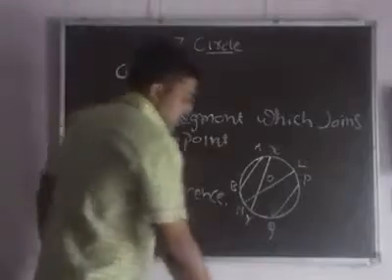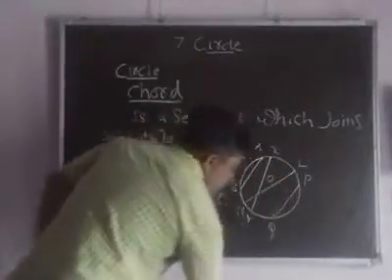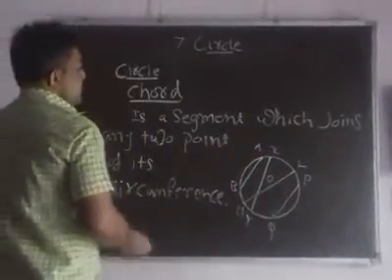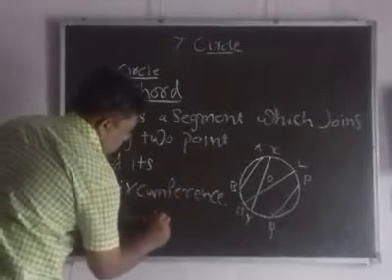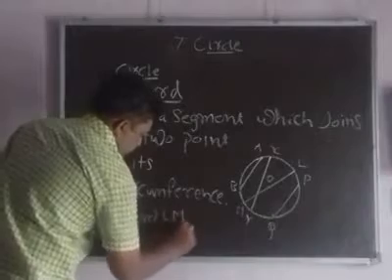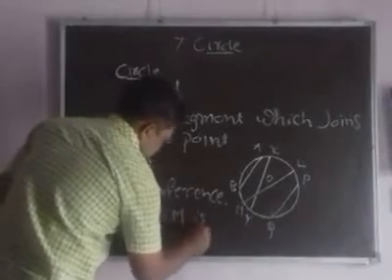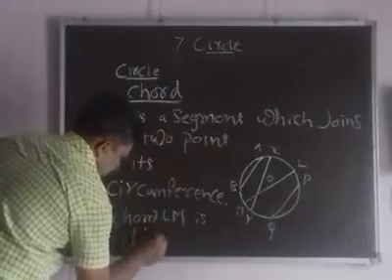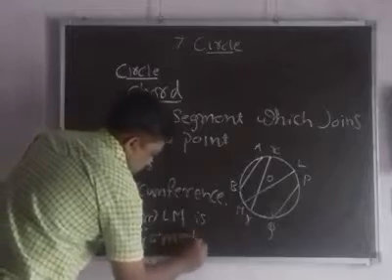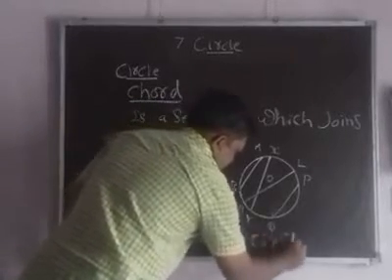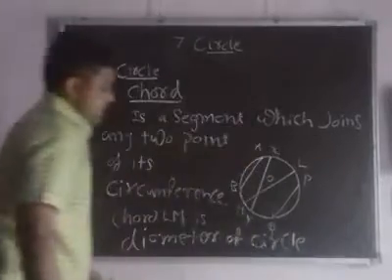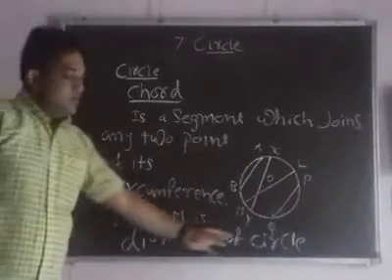And for this circle, this biggest chord, chord LM, is named the diameter of the circle. It is a diameter of a circle.